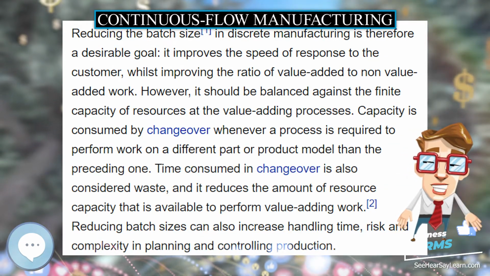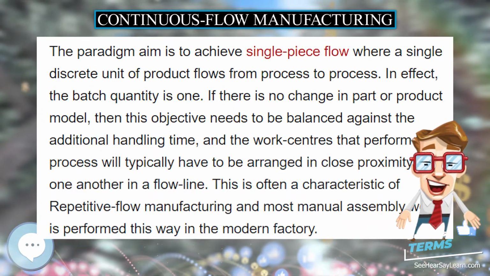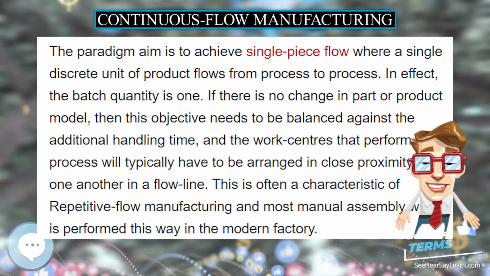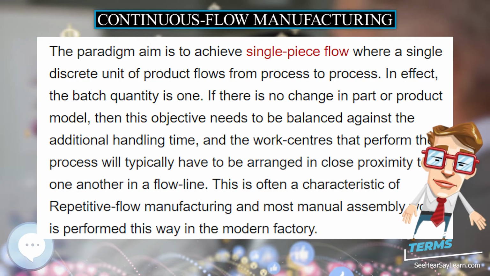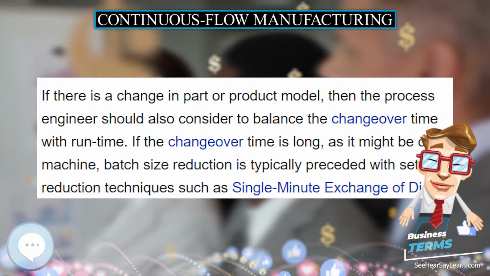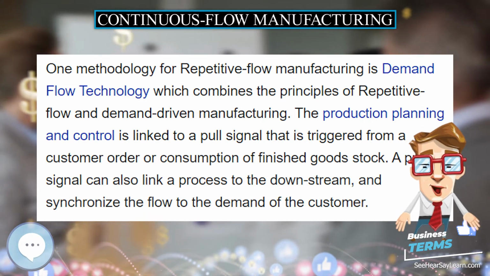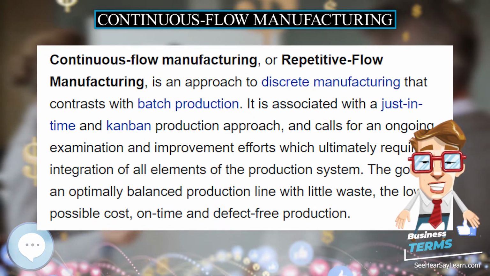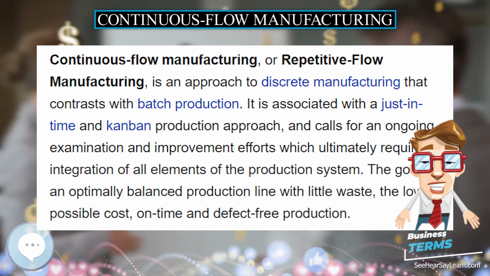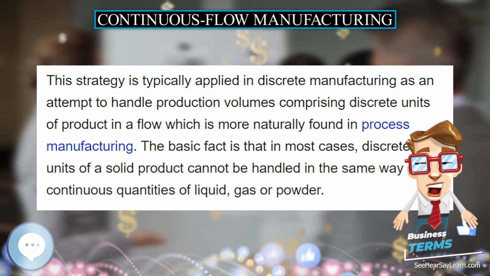This queue time is waste, muda, and represents time lost that is not value added in the eyes of the customer. This waste is one of the most important elements targeted for reduction and elimination in lean manufacturing. Reducing the batch size in discrete manufacturing is therefore a desirable goal. It improves the speed of response to the customer, whilst improving the ratio of value-added to non-value-added work.